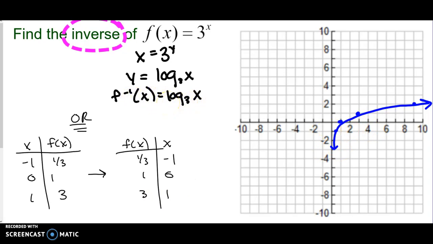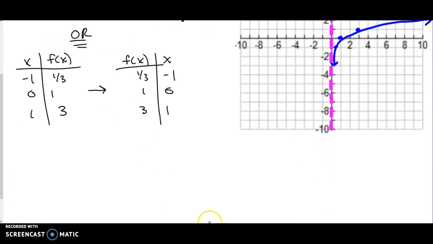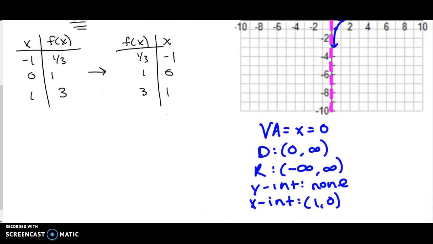Something that I want us to note is that this graph does have a vertical asymptote, which is actually different than the asymptote in an exponential, whereas that one had a horizontal asymptote. So to just state some characteristics of this graph: we have a vertical asymptote at x equals 0. The domain is 0 to infinity. The range is negative infinity to infinity. The y-intercept is none, and the x-intercept is (1, 0).